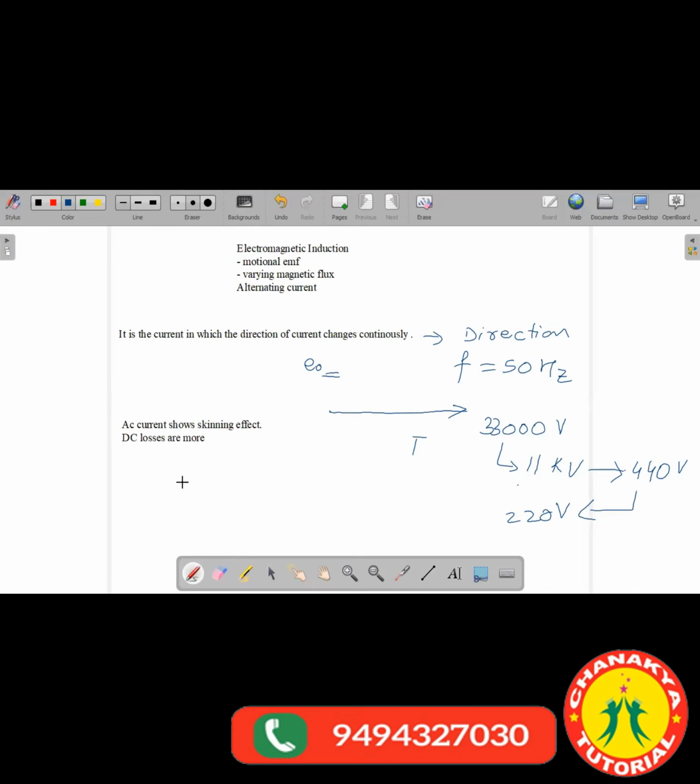Now, a number of devices are there. For example, the induction cooker that you are using will not work with DC current. Induction or other devices based on magnetic effects will not work in the case of DC. They will work fine with AC current.